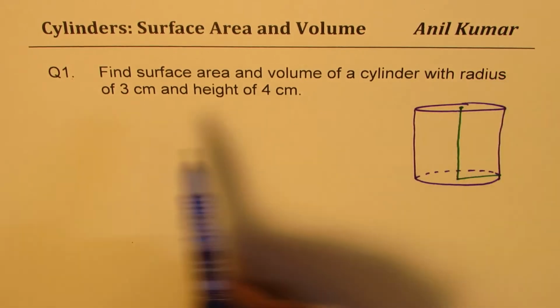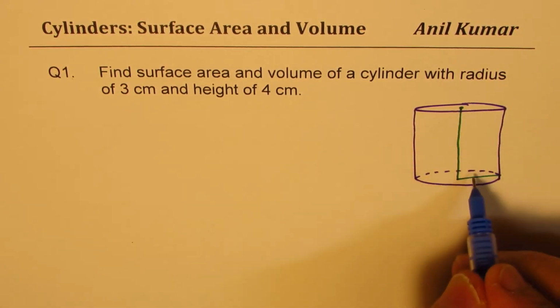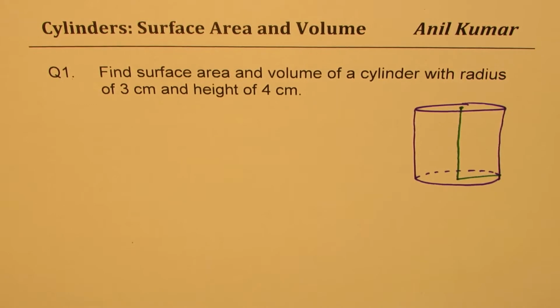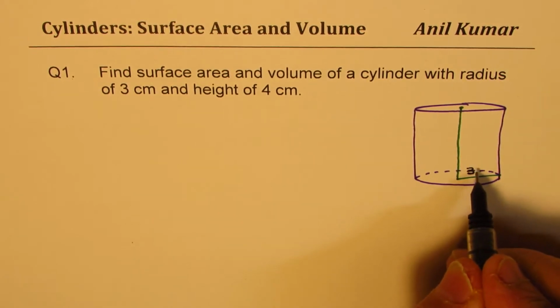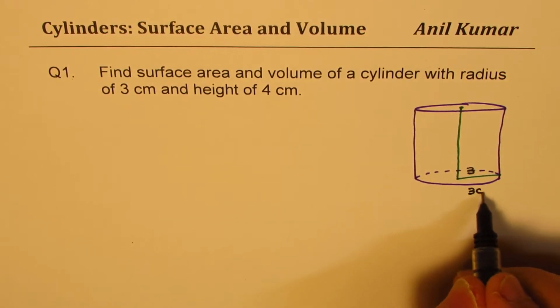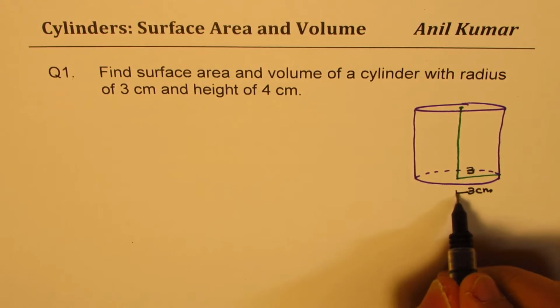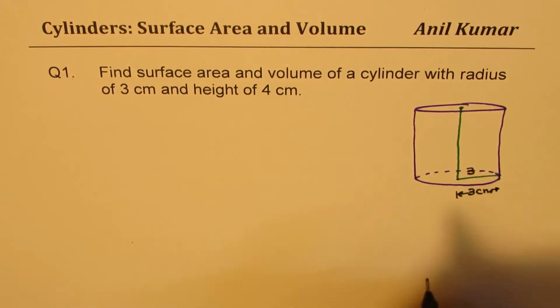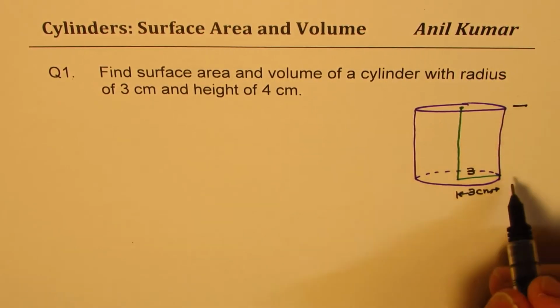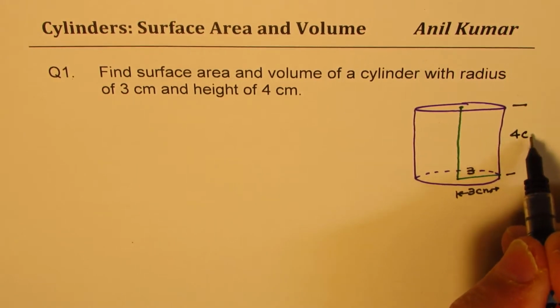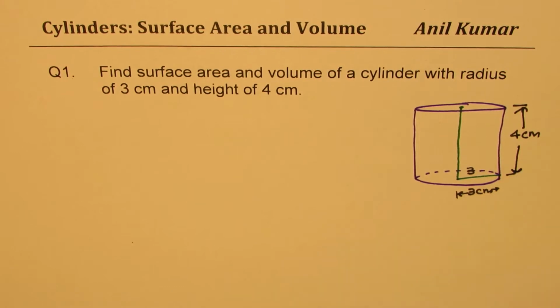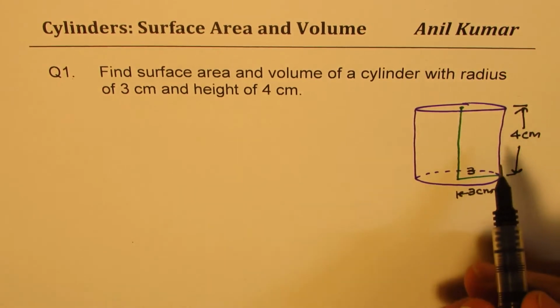That is, radius is 3 centimeters. So this side is 3 centimeters radius. Let's write this as 3 centimeters here, which is from here to here, right? Diameter is 6 and the height is 4 centimeters. You need to use a calculator to calculate surface area and volume, right?